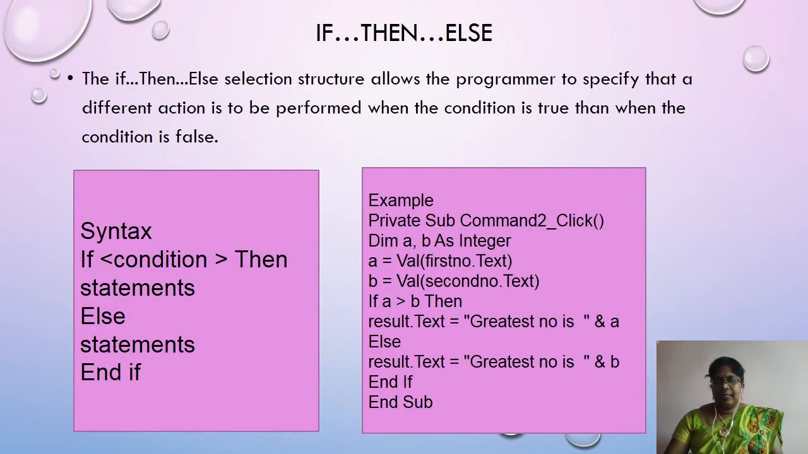If then else statement. In if then else statement, it will first check the condition. If it is true, then the statements within the if block will be executed. If the condition is false, then the statement within the else block will be executed. Here we have one example for it. We have two values A and B. If A is greater than B, then greatest number is A will be printed. If the condition is false, then greatest number is B will be printed.